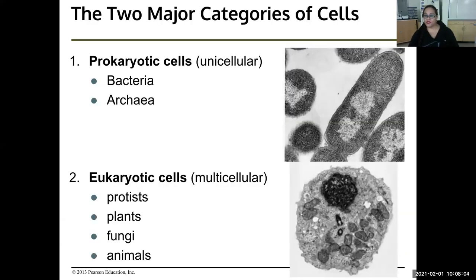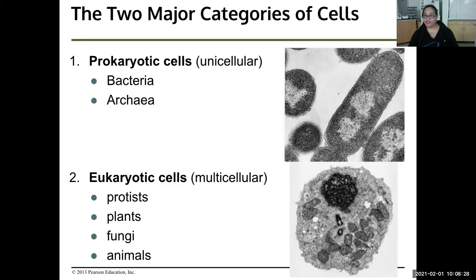Two major categories of cells: prokaryotic cells. Like we said, these are the unicellular organisms like bacteria and archaea. Everybody's heard of bacteria. Archaea is a little more obscure. And then there are eukaryotic cells. This is what multicellular organisms like us are made of. Protists, plants, fungi, and animals.